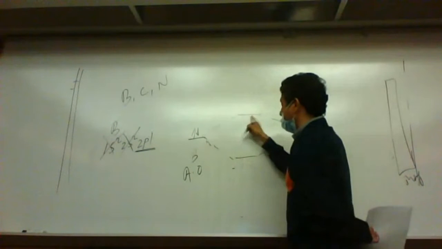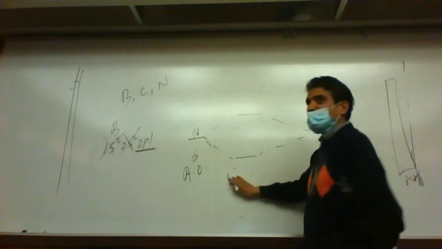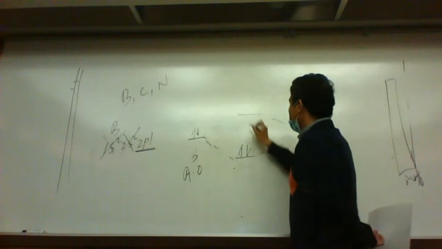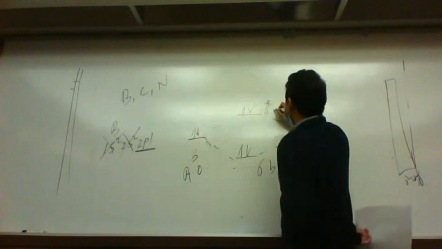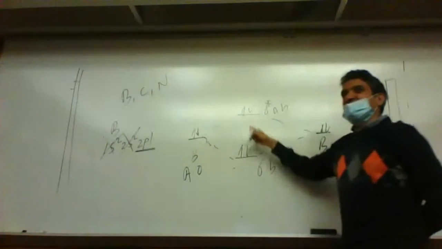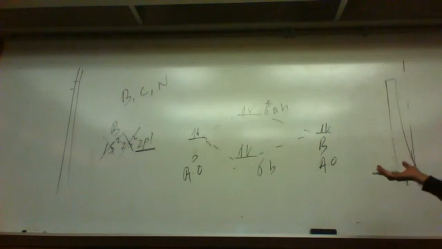So this is bonding and this is anti-bonding. How many electrons do I have? 2, 4. So I put 4 electrons here: 1, 2, 3, 4. This is bonding, and this is anti-bonding. Here is 2 and here is 2. So you really don't have to show this one when you draw it.